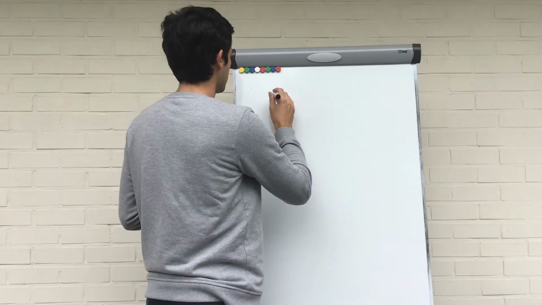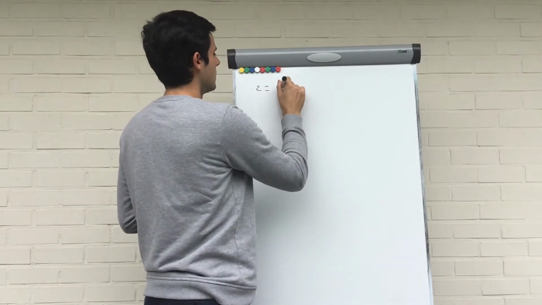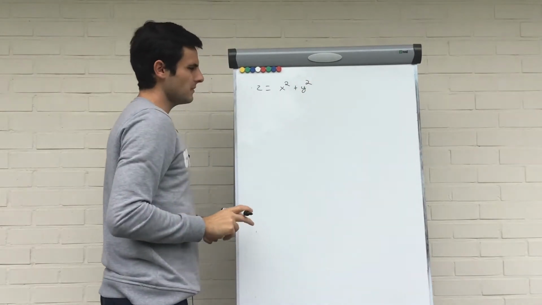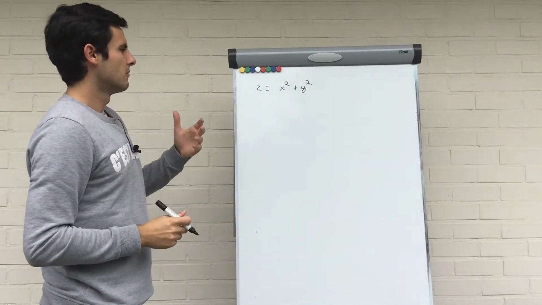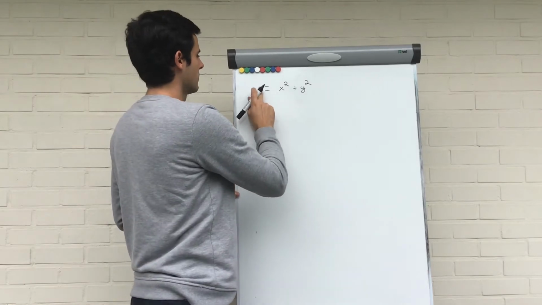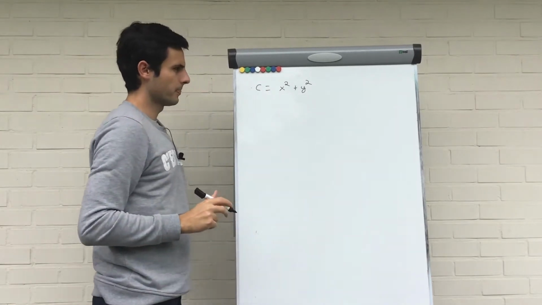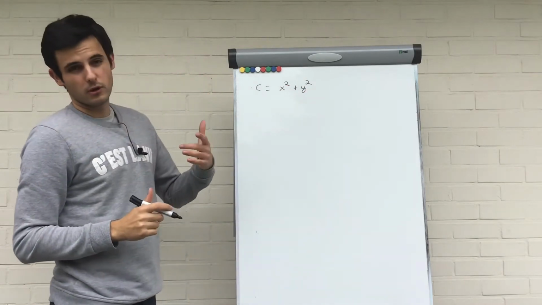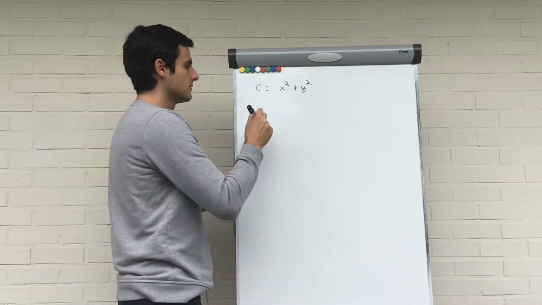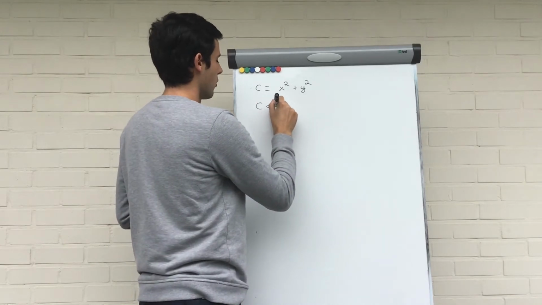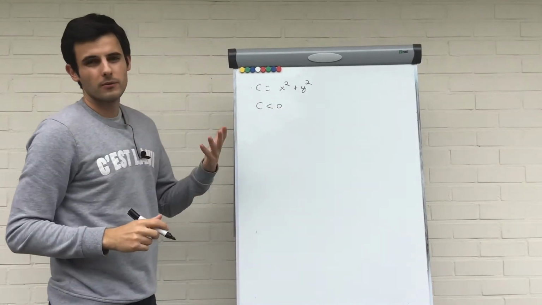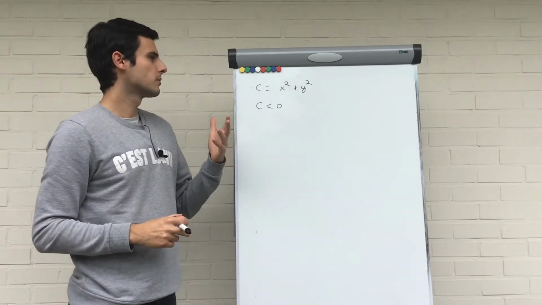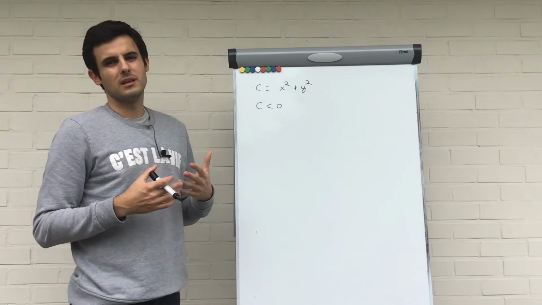Suppose we have the function z is equal to x to the power of 2 plus y to the power of 2. And then we replace z with a constant c. Now, these two variables are to the power of 2, so they are always positive, which means that if c is lower than 0, then there aren't level curves, because x to the power of 2 plus y to the power of 2 cannot be equal to a negative number.